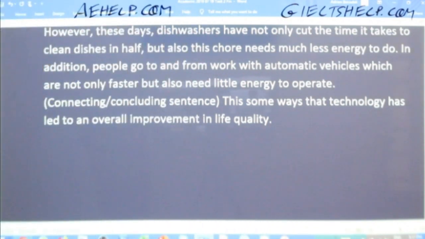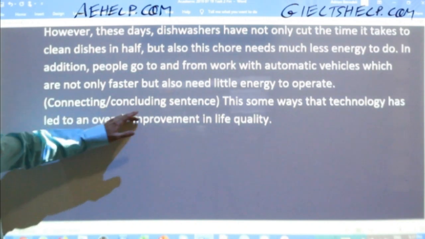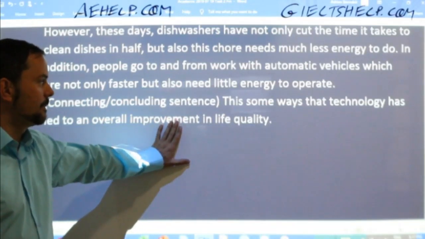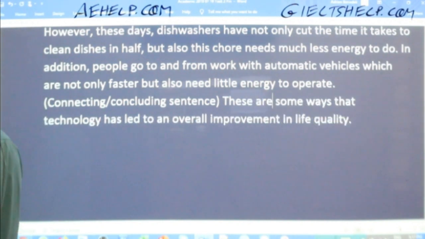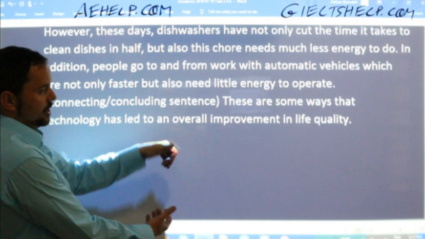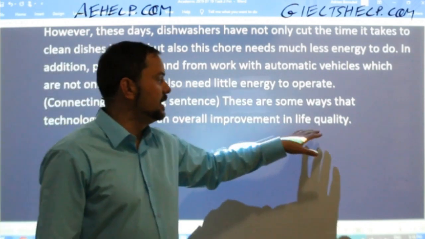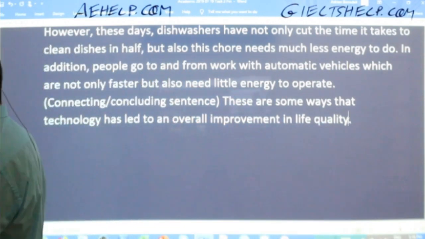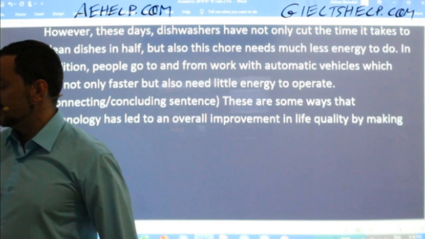Okay. All right. And then the last part of the body paragraph is the connecting, concluding sentence. These are some ways. Let's make a correction there. So the connecting, concluding sentence just summarizes the information in the body paragraph and helps to lead into the next body paragraph. So these are some ways that technology has led to an overall improvement in life quality by making it easier. Okay, that's my connecting, concluding sentence.